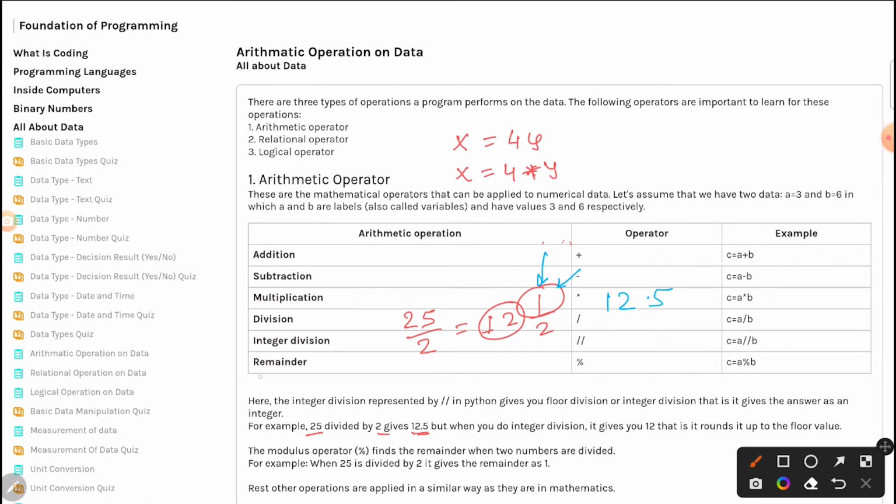In that case, you want to use percentage symbol. You want to say 25 percentage 2. This will give you 1, because this is what we call modulus or percentage. This percentage is not the percentage you used in arithmetic, where you find the percentage rate and those type of things. Similarly, in order to do integer division, you will be using two forward slashes.